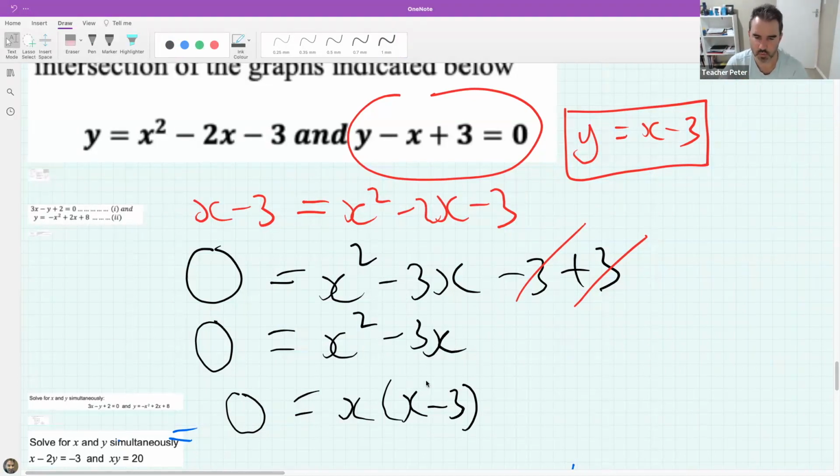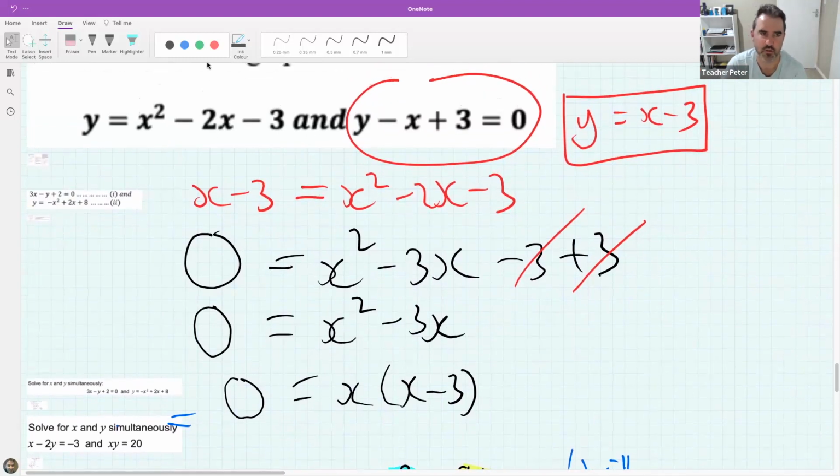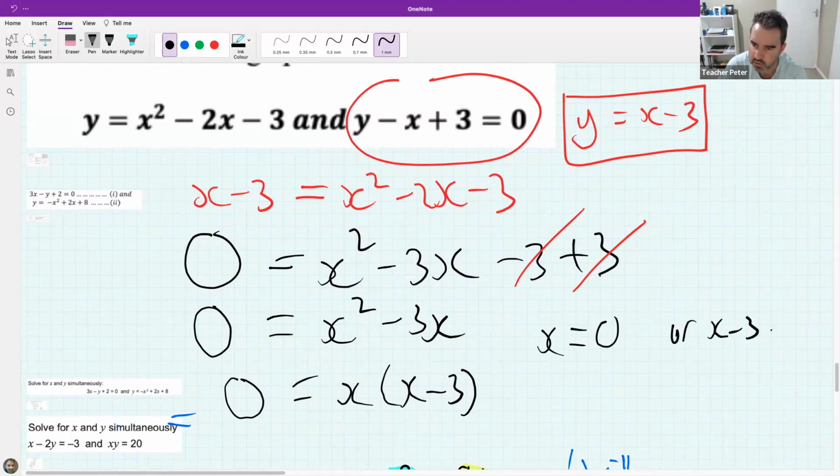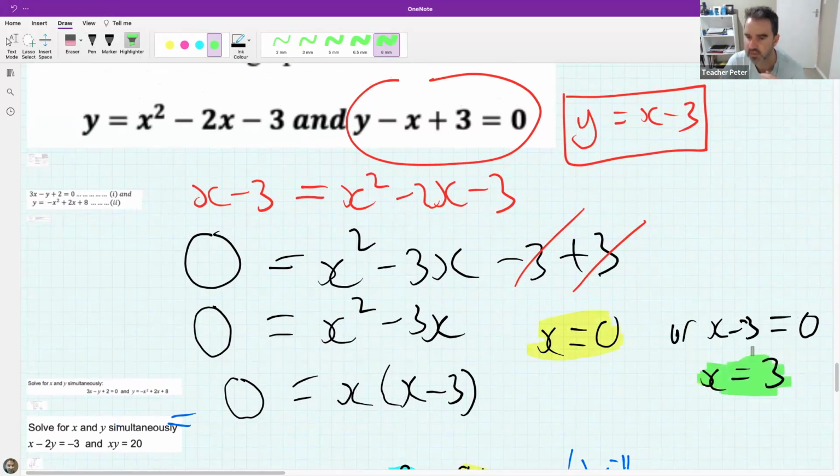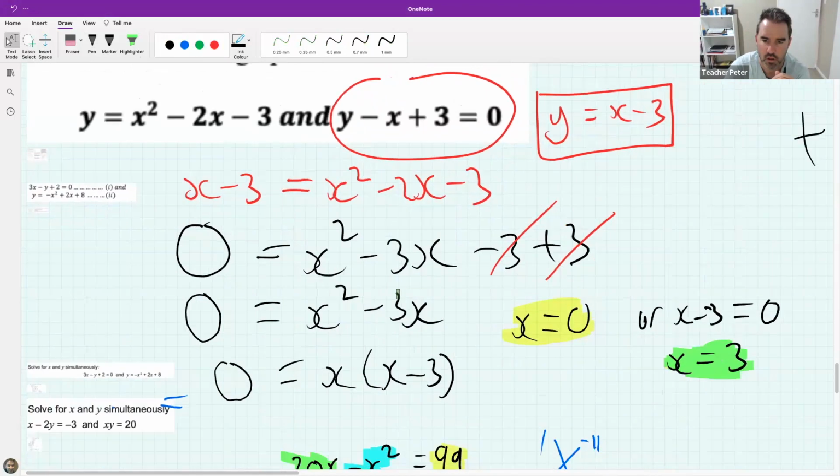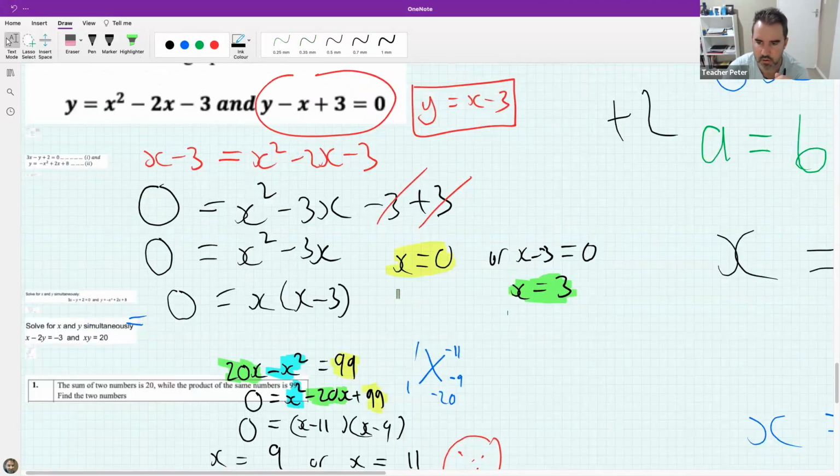So I think the way to do this bit, let me just do it up here because I'm running out of space. x equals naught, or x minus 3 is naught, in which case you've already got the answer there, and this will be x is 3. Okay, well, now you've got what x is. What is y going to be that goes with these two x's? Oh, let me zoom in rather.